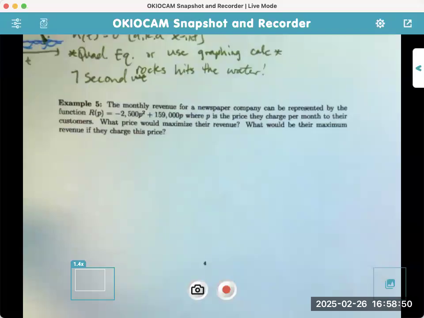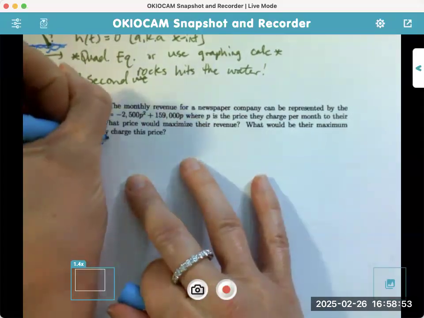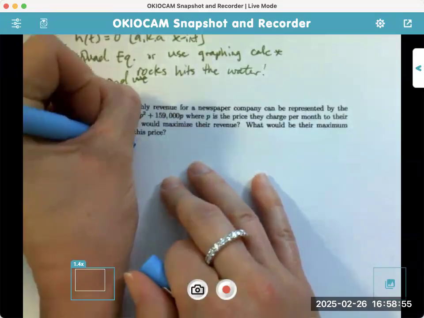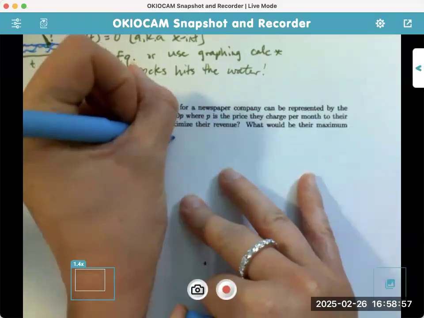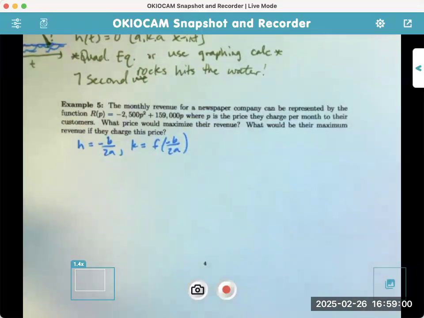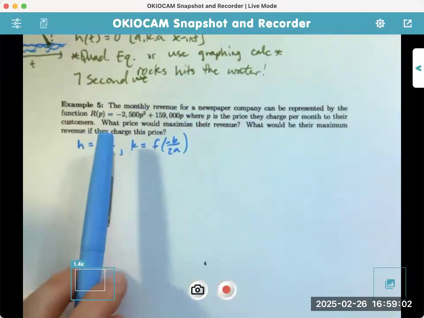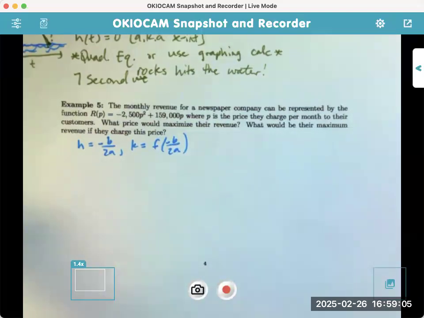Again, remember our favorite, h equals negative b over 2a, and k is equal to f of negative b over 2a. Our new BFF. So the monthly revenue for a newspaper company can be represented by the function R of p equals negative 2,500 p squared plus 159,000 p, where p is the price they charge per month to their customers. What price would maximize their revenue? What would be their maximum revenue if they charge this price?